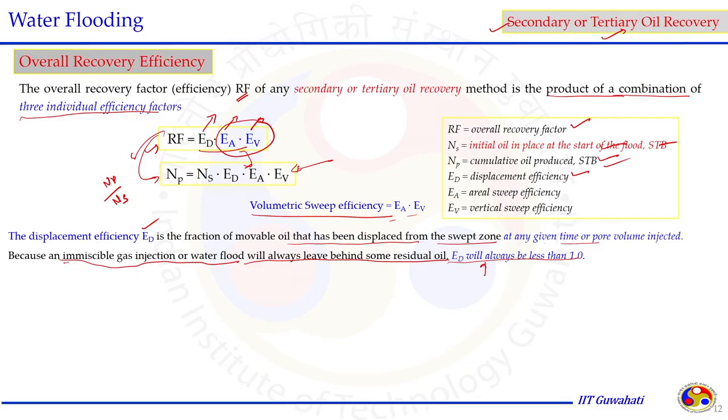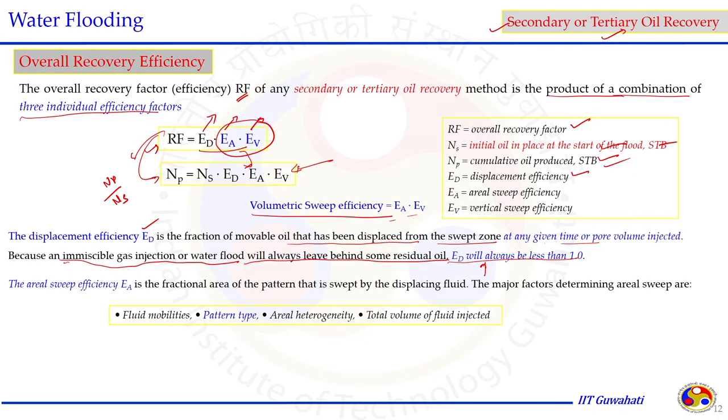In the case of water flood, it is viscous fingering. In the case of immiscible gas, it is gravity override. Those do not make the process very efficient. The aerial sweep efficiency, EA, is the fractional area of the pattern that is swept by the displacing fluid. It means how much area is contacted by this water or gas injection. The factors that determine the sweep efficiency in the aerial direction are fluid mobility, the type of flow pattern chosen, aerial heterogeneity, and the total volume of fluid injected into the system.